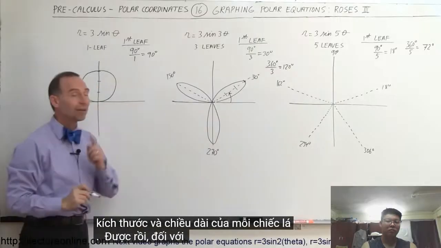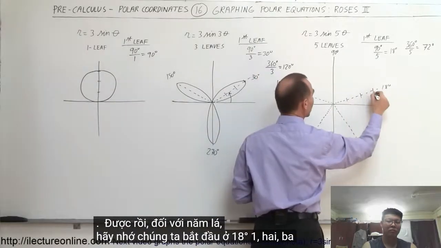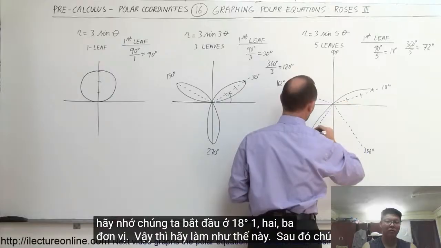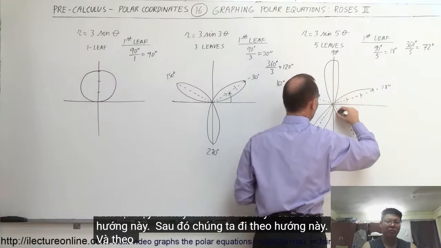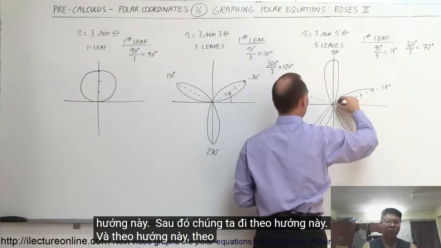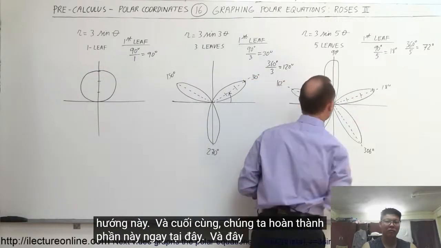All right, for the 5-leaf, remember we start at 18 degrees, 1, 2, 3 units. So go like this, then we come this way, then we come this way, and this way, and finally we complete this one right there. And there's your 5-leaf rose.